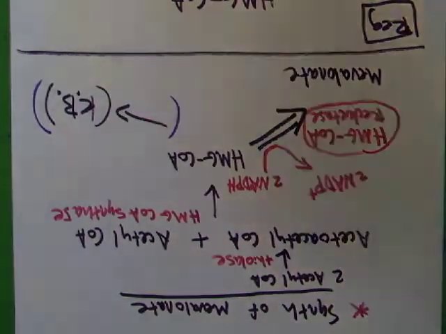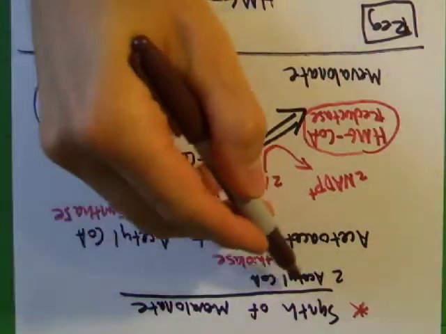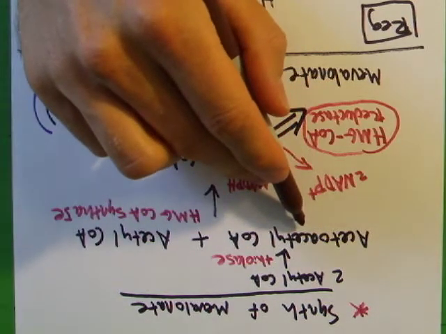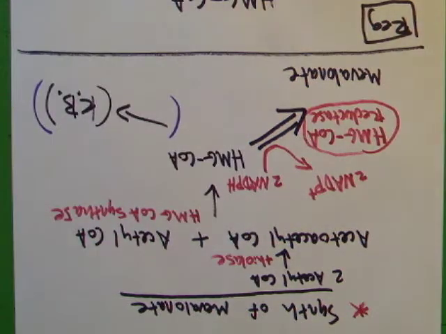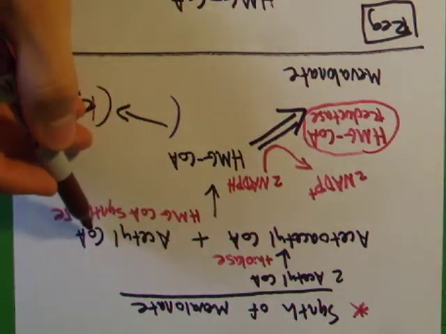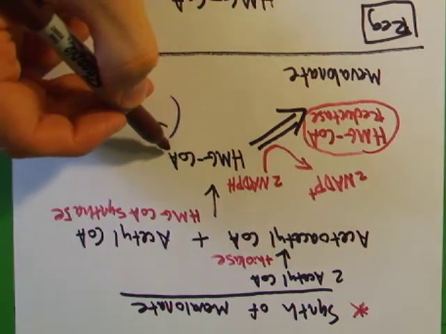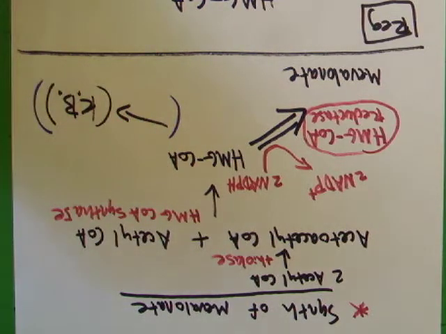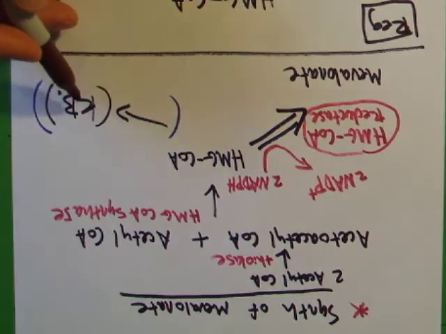And this should look very similar to what you studied in Unit 10 as far as making ketone bodies, because it starts out exactly the same pathway. You start with 2 acetyl-CoAs, and it turns into acetoacetyl-CoA via thiolase. Add another acetyl-CoA onto that, and you're going to get HMG-CoA, same enzyme, HMG-CoA synthase. And in the previous unit, we went from here into ketone bodies.